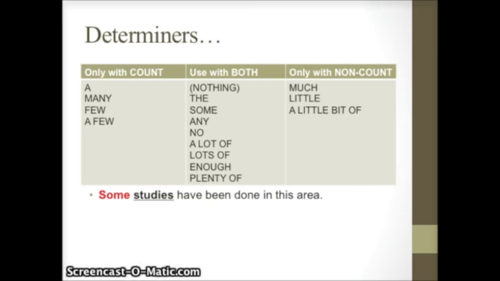In this case, some studies have been done in this area. Studies is countable, but it uses the same determiner. Here you can see he was offered no advice. No, the determiner, is modifying advice, which is non-count. Again, the same thing. No textbooks were used in this class. Textbooks is countable, but we're using the same determiner, no, in front.